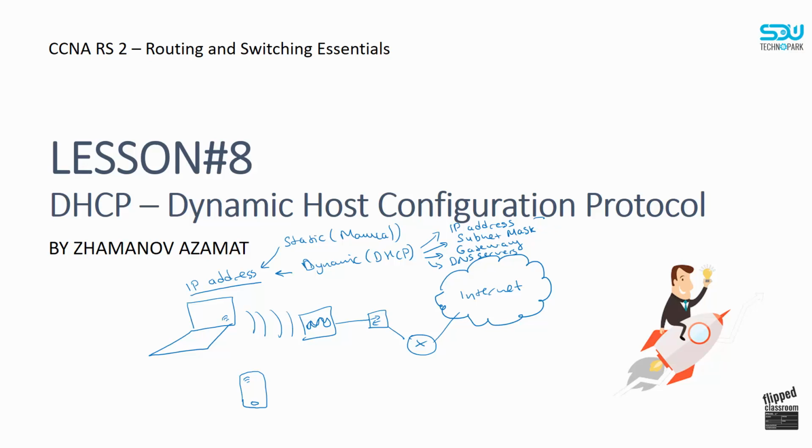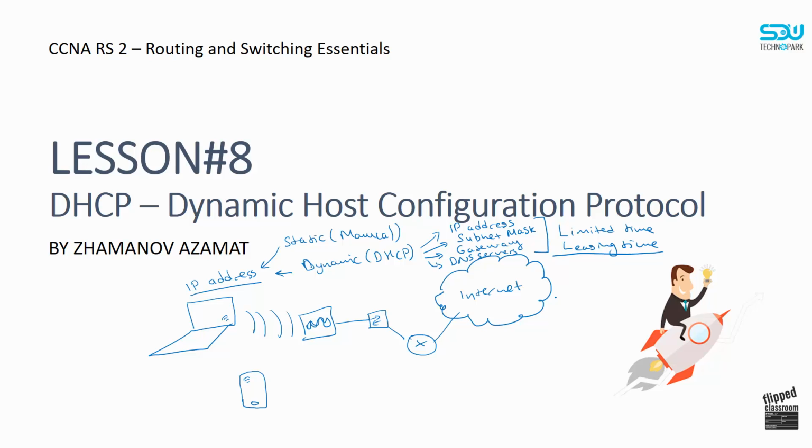The DHCP server provides all this information for a limited time. It's called the leasing time. And after a while, if your computer is not connected to the network, the DHCP server can give the same IP address which it gave to you before to another equipment.